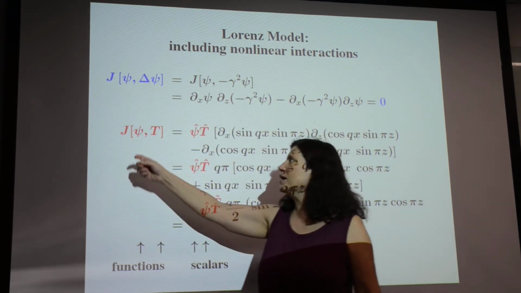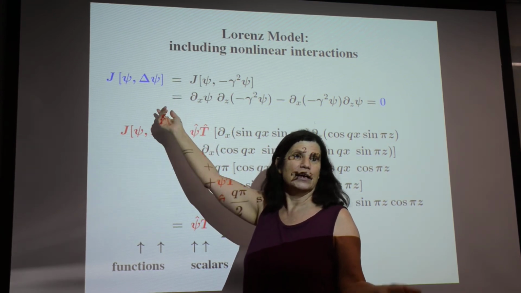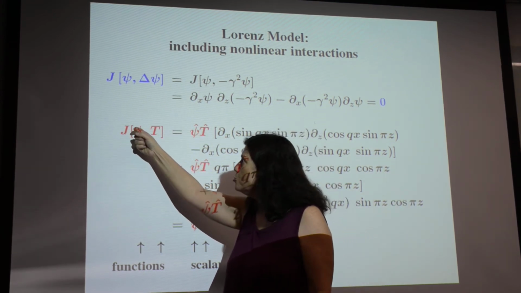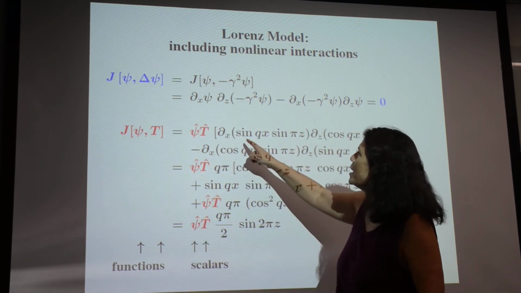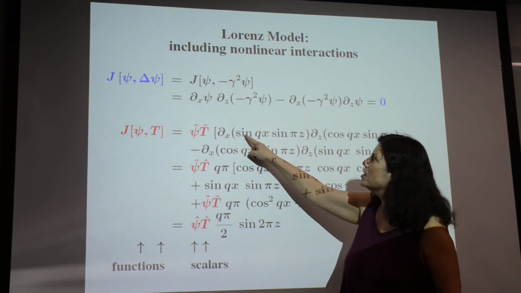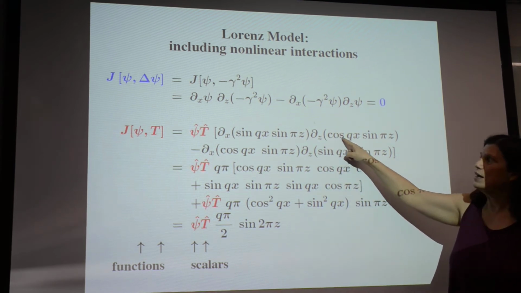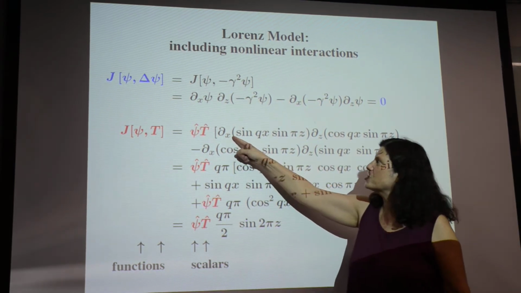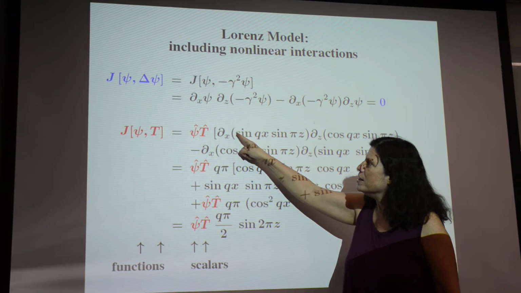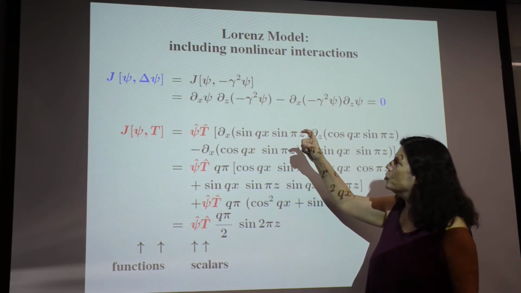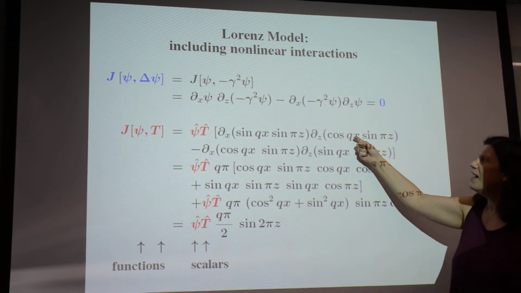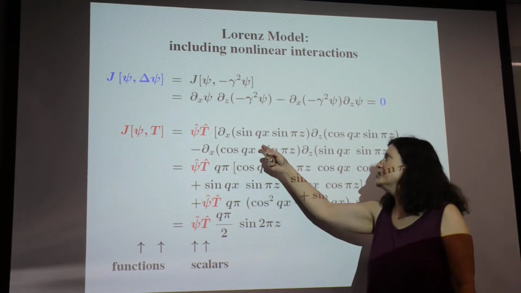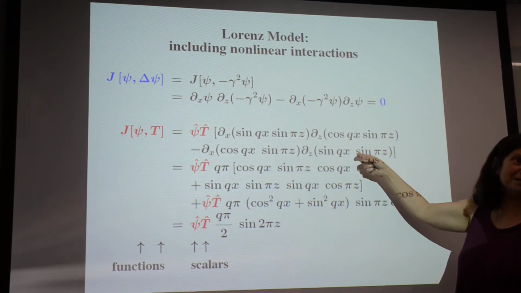That wouldn't change that equation if you use that psi. Let's again use the psi and the T that we had before. We had for psi the sine, and for T the cosine, and we're going to take the x derivative of the psi and the z derivative of the T, and then the x derivative of the T and the z derivative of the psi.